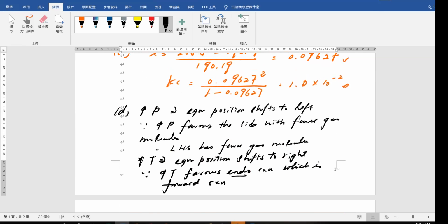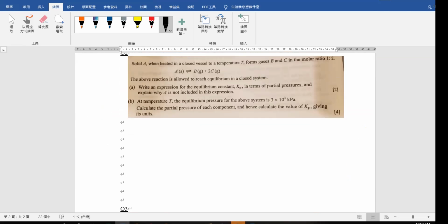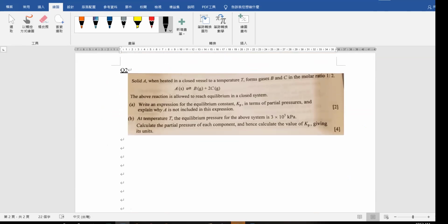Any questions so far for this one? Then I will try to explain this one as well. I hope I can have enough time. Then I will leave question 3 to the next video, maybe combined with the worksheet I just gave you.